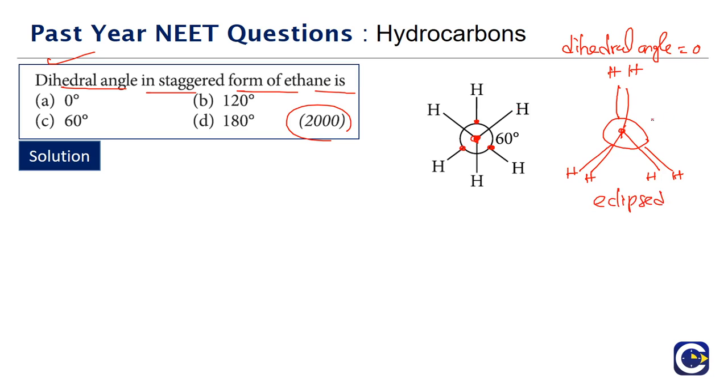Okay. So from here, if you move it by an angle of 60, what we will get is a staggered form. So we can see that now the rotation angle is what? 60 degrees, and we are getting the staggered form. Okay. So for ethane, in case of the staggered form, the dihedral angle is going to be 60.